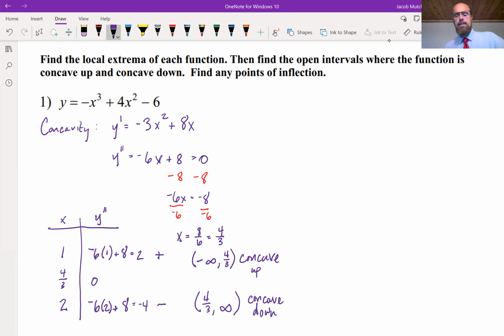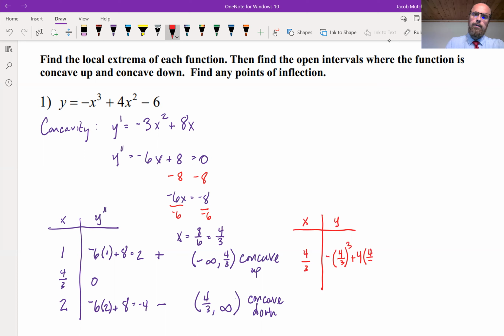And what that tells us is that I've got a change in concavity, which means this point at 4/3 is an inflection point. So I do want to find where that point of inflection is. The way I do that is to take the 4/3 and plug it into the original function y. So negative 4/3 cubed plus 4 times 4/3 squared minus 6. So we just need to evaluate that.